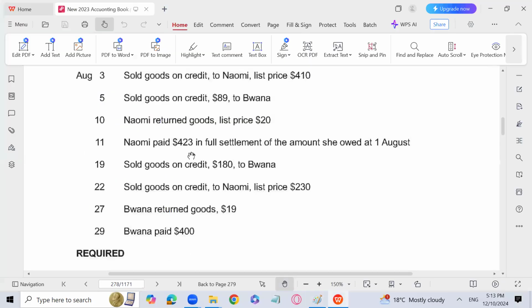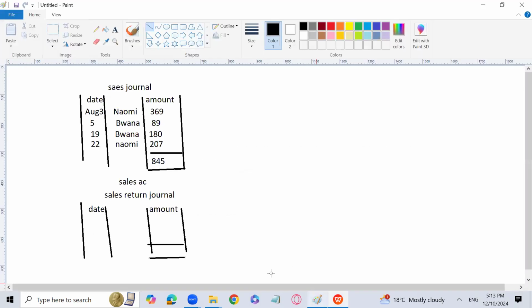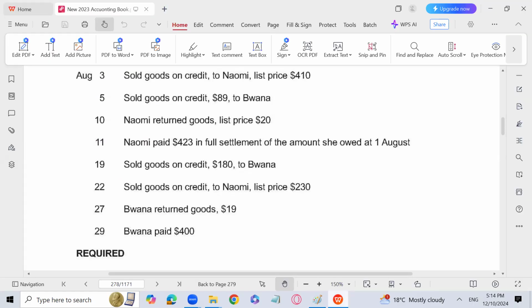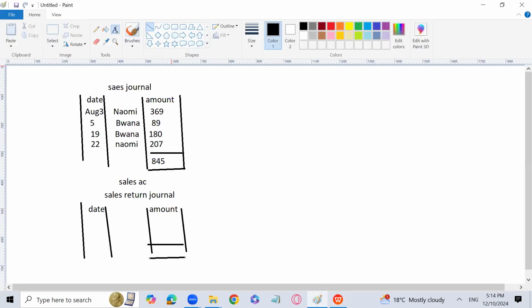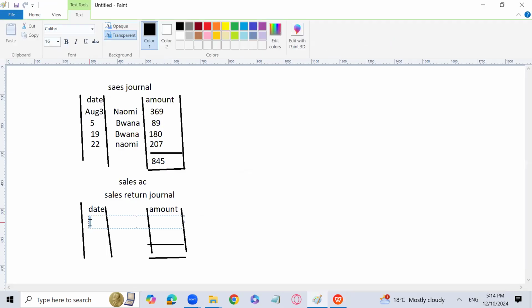Now I have prepared the sales return journal. So Naomi returned goods, list price 20. Again, 20 is the list price. We are giving 10% discount to Naomi. So 20 minus 2, 18 is the amount of sales return which Naomi has returned back to us. Sales return debit, Naomi credit. So I will write the date August 10, and the name will come obviously of Naomi, and the amount is going to be 18.